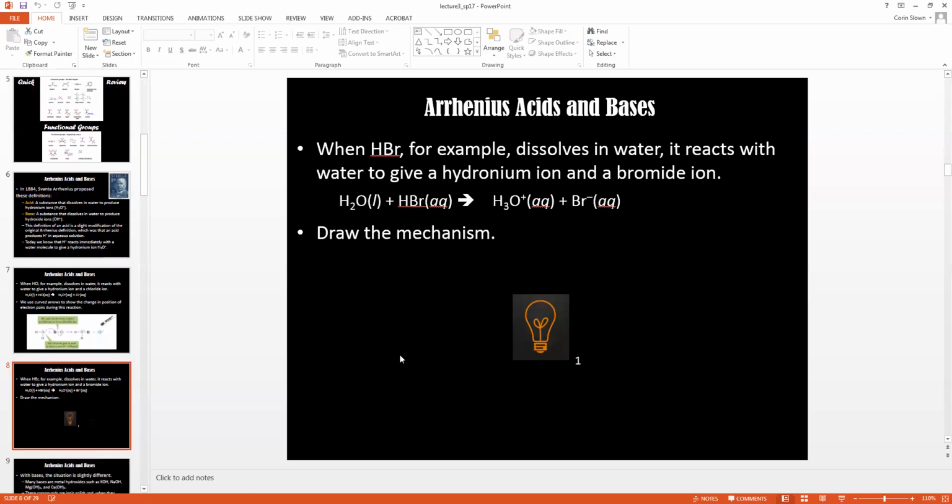So I want you to take a moment and for HBr, see if you can draw that mechanism. So think about the example from previously, and if you need to, pause so you have a little bit more time. Or you can always go back and check.